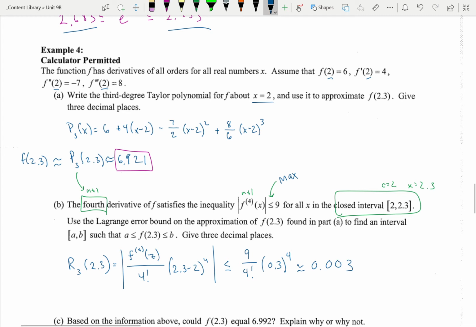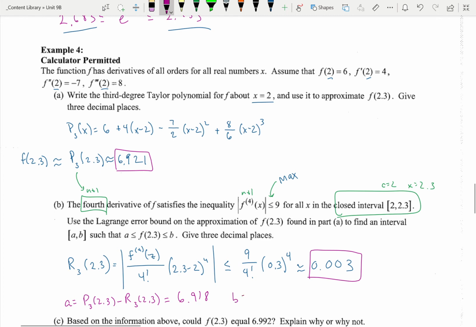All right, so that would be, again, all they need for part B, right? No, I take it back. That's not all they need, because then they say find the interval A to B such that f of 2.3 is definitely in between there. So we can say that A is equal to our approximation, and since A is the lower bound, we're going to subtract our maximum error. So that's equal to, let's see, we had 6.921 minus 0.003, so that's 6.918. That's my A value.